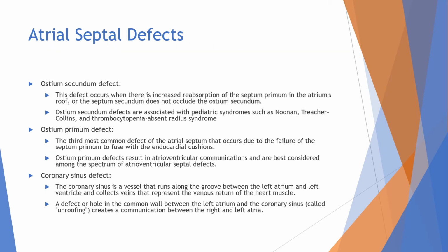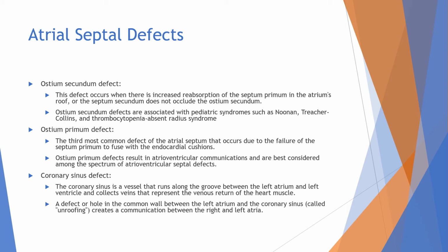So diving a little deeper into these different types of defects, ostium secundum. This is a defect where there's an increased reabsorption of the septum primum in the atrium's roof, or the septum secundum does not occlude the ostium secundum. These types of defects are usually associated with syndromes such as Noonan's, Treacher-Collins, and thrombocytopenia absent radius syndrome.